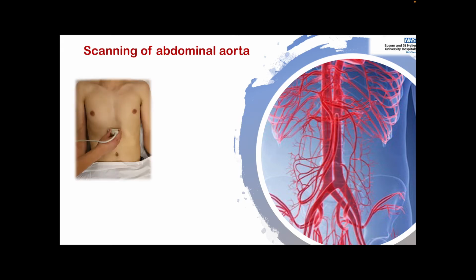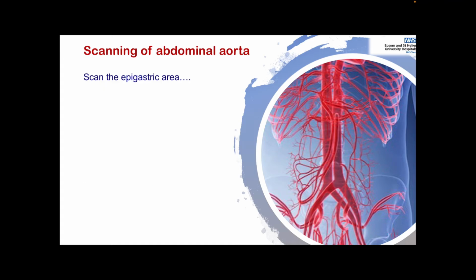So starting from the first point, which is the epigastric area, we are going to see those structures. We are going to see the celiac trunk with two branches. We cannot see the third branch, which is the gastric one, because it goes anteriorly, so we won't be able to see that branch.